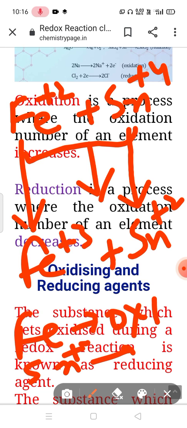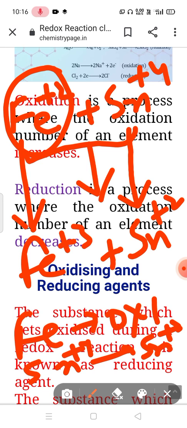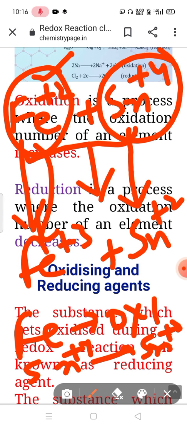Sn+4 converts into Sn+2. It will be the reduction reaction. In this reaction, the substance which is oxidized is a reducing agent, meaning Fe is a reducing agent, while Sn+4 converts into Sn+2. There is a reduction reaction, and the substance which is reduced is called the oxidizing agent. Clear?